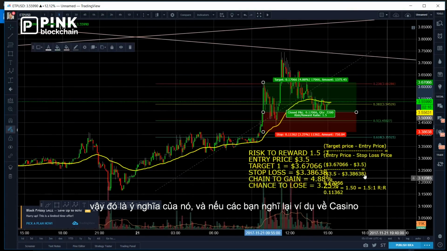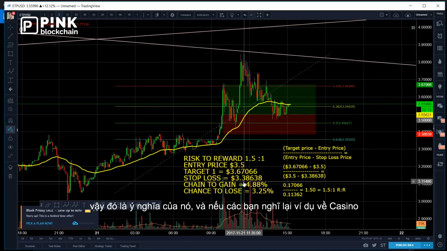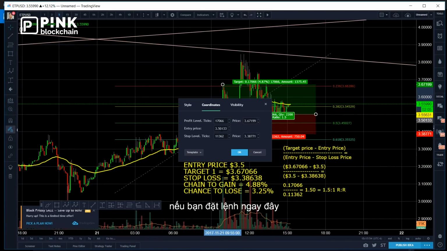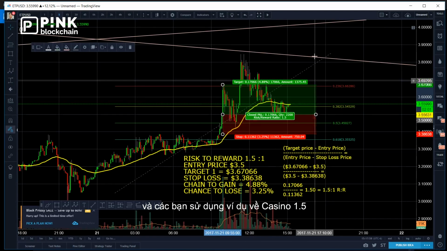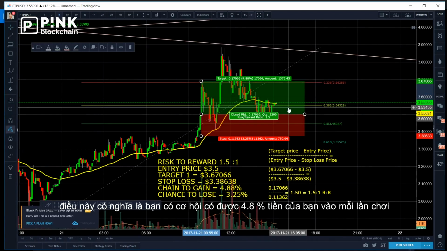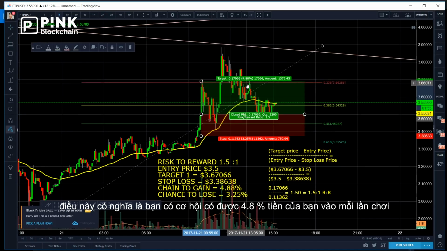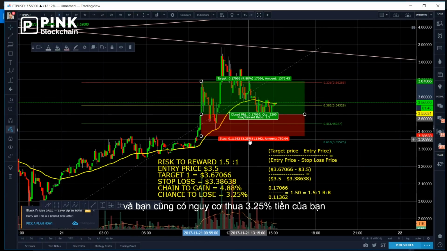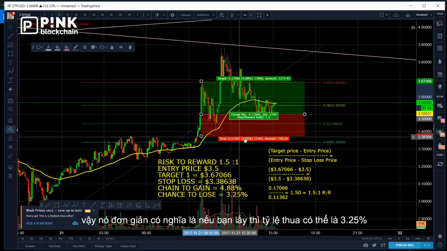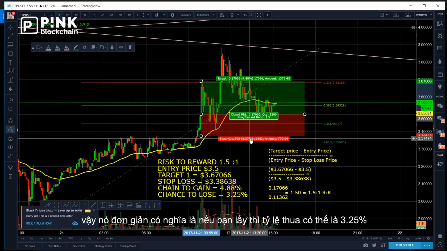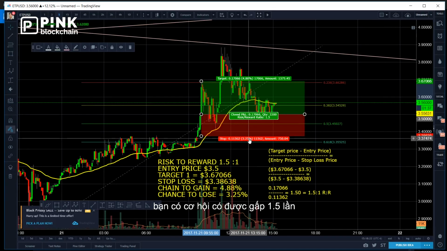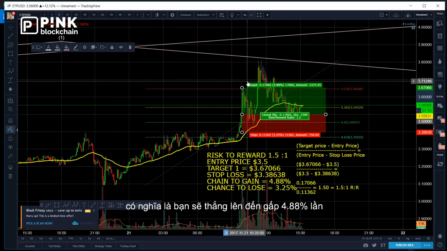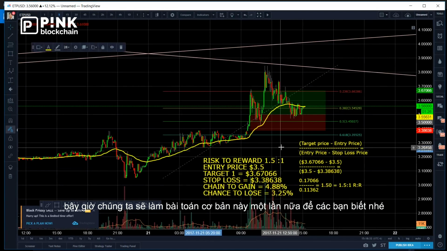So what this basically means, and if you think back to the casino example, is that every time you enter this trade right here, okay? If you enter this trade right here and you use that casino example of 1.5, what this means is you have a chance to gain 4.88% of your money every single time. And you also have a chance to lose 3.25% of your money. So what this basically means is if you take your possible loss percentage, 3.25%, you have a chance to gain 1.5 times more, which means you will win up to 4.88%, okay? Now, we're going to do that basic math again just for you guys to know, right?